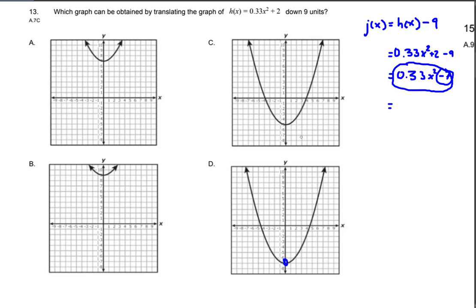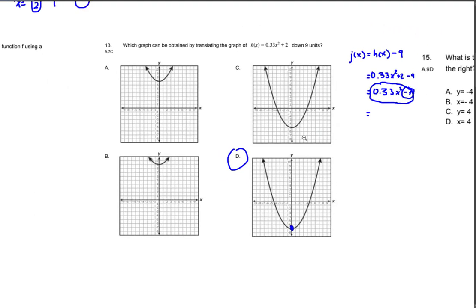Having a little bit of issues here. There we go. All right, so hopefully that's making a lot of sense to you. But yeah, that's the -7 that we're looking at right there. So this one here would have a y-intercept of -5. This one would have +7 and +9. So once again, this D is the correct answer because of that.